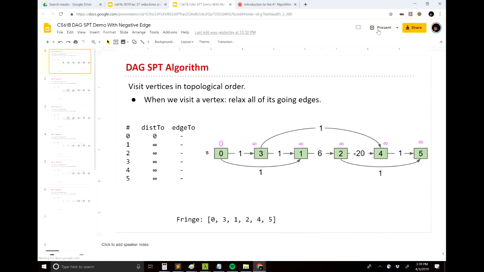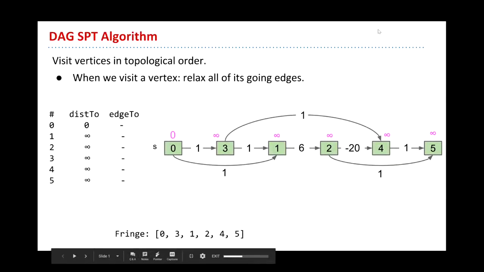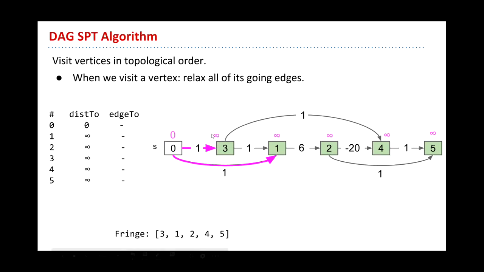So let's try it out. This is like Dijkstra's. It's just that we're going to relax the edges. Instead of having a fringe, which is ordered based on distance from the source, we have a fringe which is just the topological order. Otherwise, it's exactly the same. So we start at 0. Is 1 better than infinity? Yep, so is that. Those are both better.